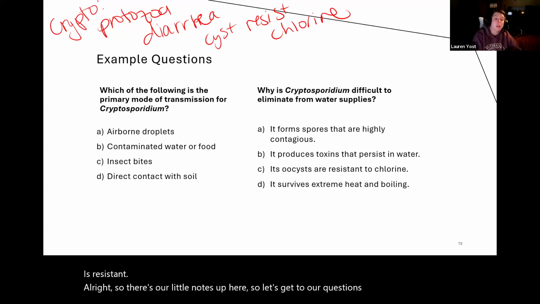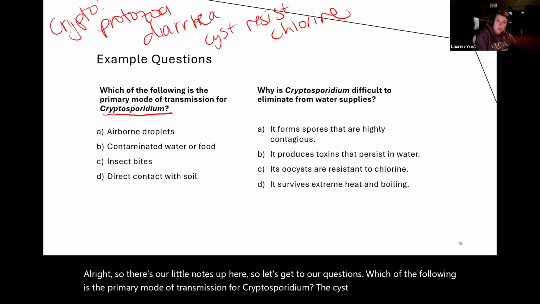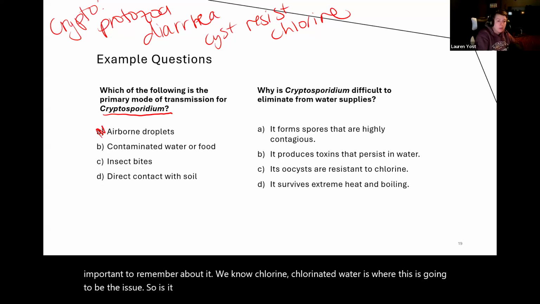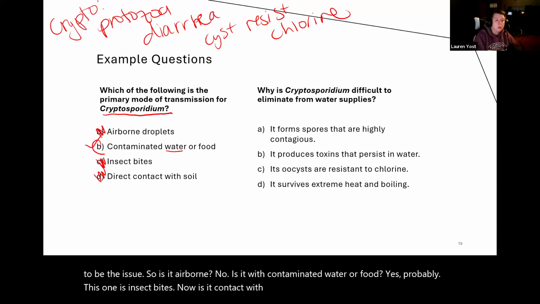Which of the following is the primary mode of transmission for Cryptosporidium? The cyst resists chlorine. This is important to remember about it. We know chlorinated water is where this is going to be the issue. So is it airborne? No. Is it contaminated water or food? Yes, probably this one. Is it insect bites? No. Is it contact with soil? No. It's going to be mostly water or food.